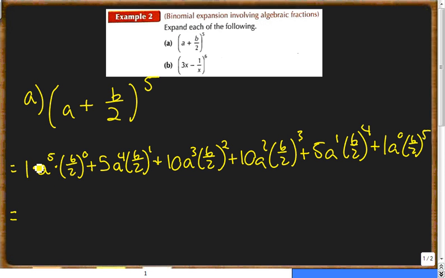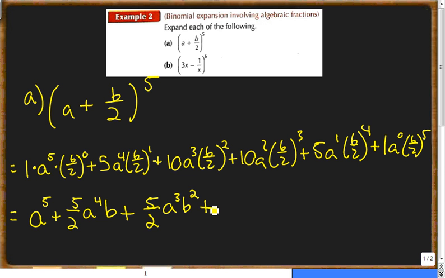This is going to be the first part. It's going to simplify to a to the 5th. The second part, we get b over 2, so it's going to be plus 5 halves a to the 4th b. So we can split that up. Remember, when everything's multiplied, it makes it very easy to rewrite things. And we have plus 10a cubed b over 2 squared. So b over 2 squared makes b squared over 4. 10 over 4 is going to be 5 halves a cubed b squared.